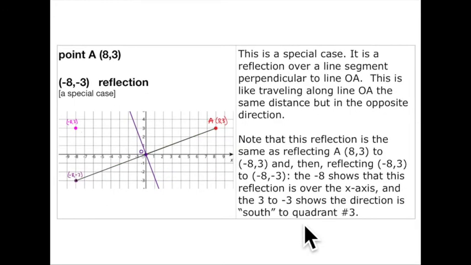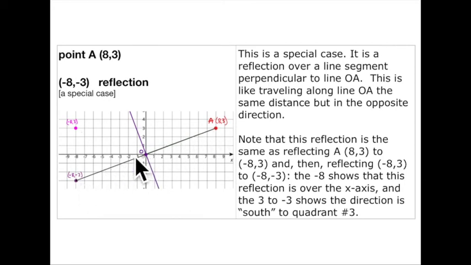Now there are a couple of special cases. This is a reflection over a line that's perpendicular to point A. So this is line segment OA, and if you go in the opposite direction, that's a reflection over a line that's perpendicular to this line segment OA. So you end up down here.